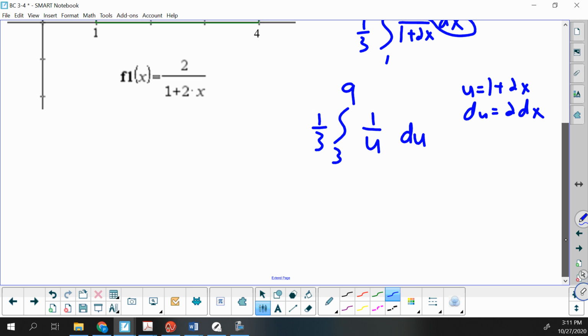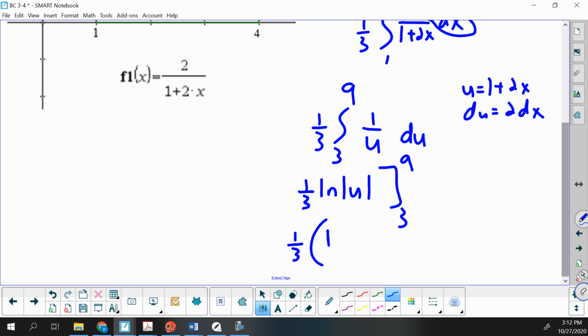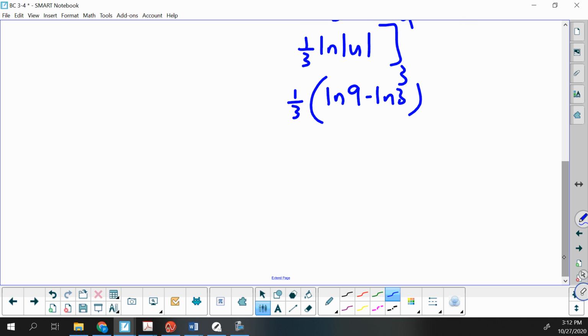We'll do our antiderivative, ln absolute value of u, we're going to evaluate it from 3 to 9. So we could have 1/3, leave the 1/3 out front with a parenthesis, we'll have natural log of 9 minus natural log of 3. Free response question, that's a full credit answer.